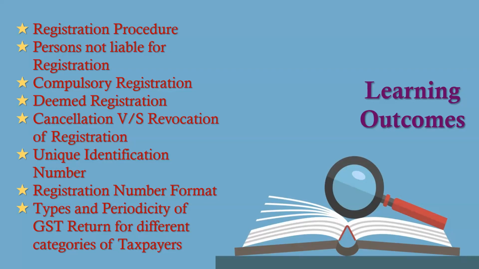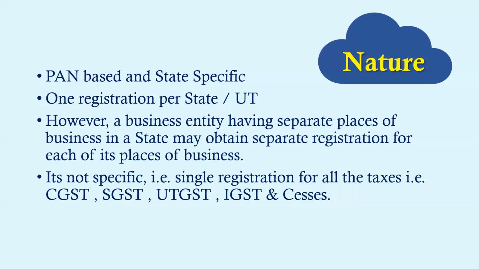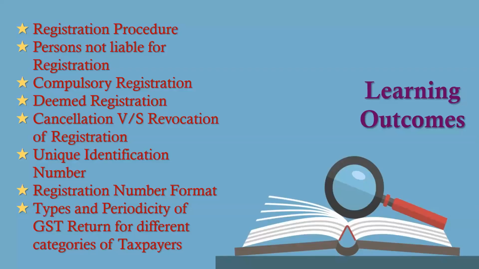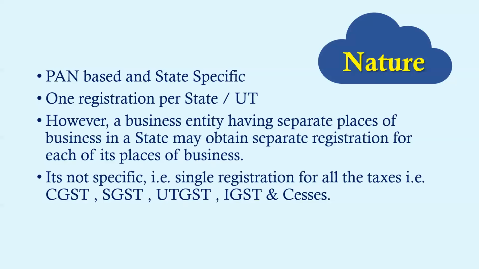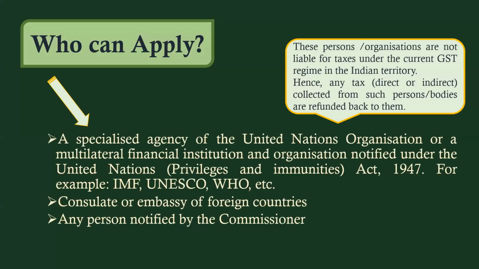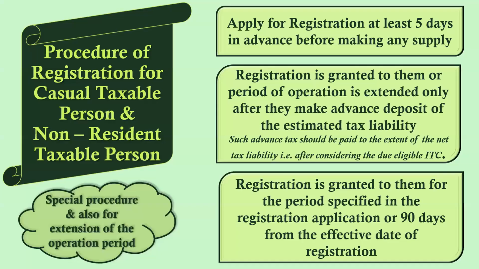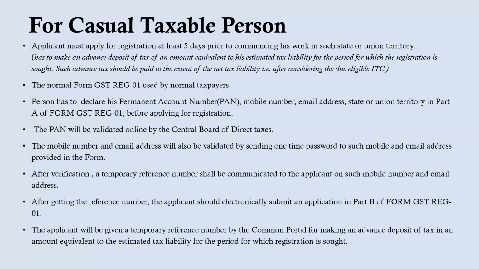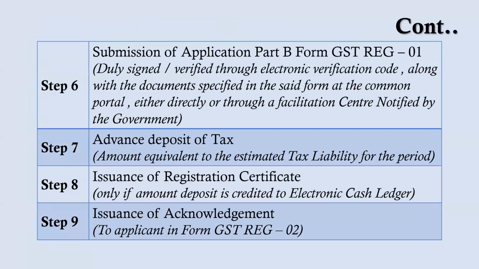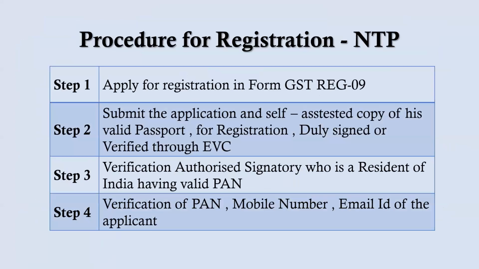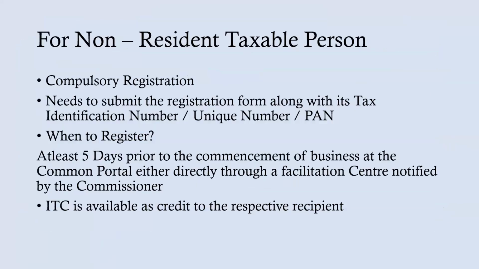Then we are learning the periodicity of your GST return for your different categories, that is for your normal taxpayer, then your casual taxable person, non-residential taxable person, and the composition taxpayer. So in the previous classes, we have discussed regarding the casual taxable person, and now we will continue for the non-resident taxable person.